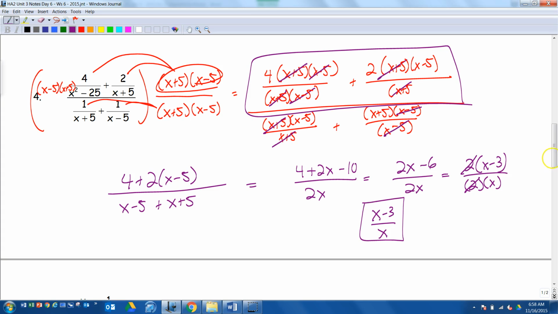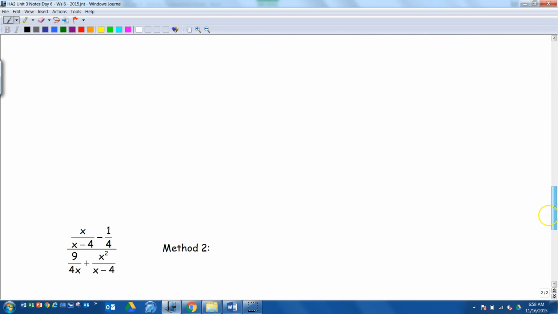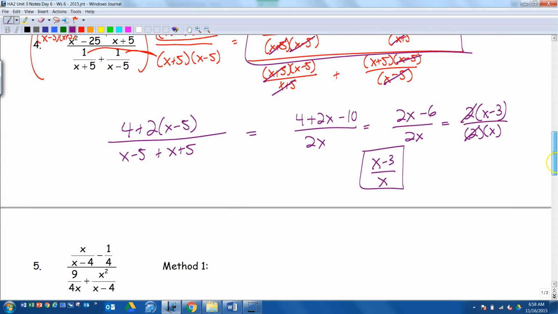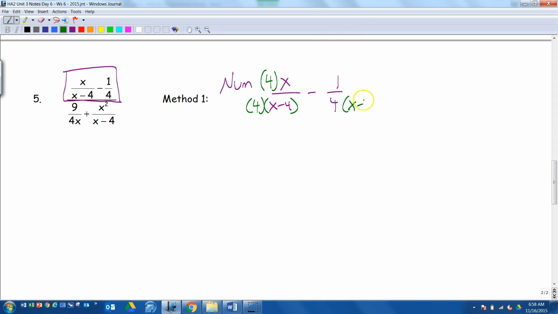So let's try again, method 1 versus method 2 for the same problem. Method 1, we need to do the numerator first. So I'll do the numerator here, which is this piece in purple. I have x over x minus 4 minus 1 over 4. This one needs a 4. This one needs an x minus 4.